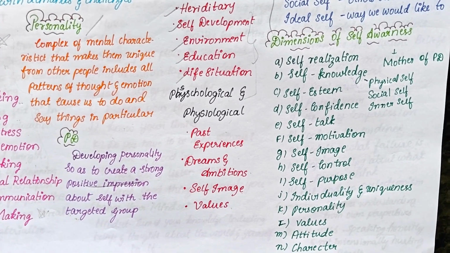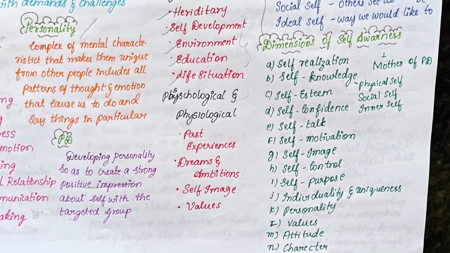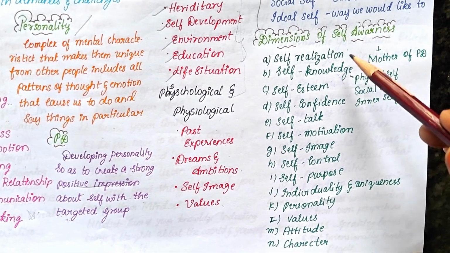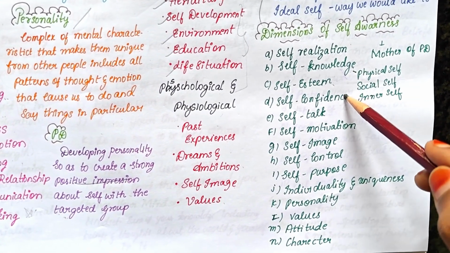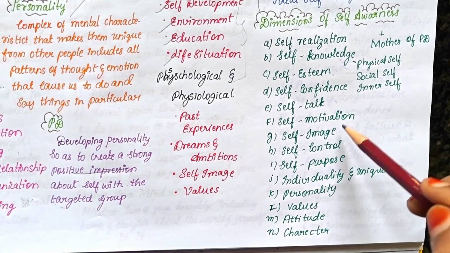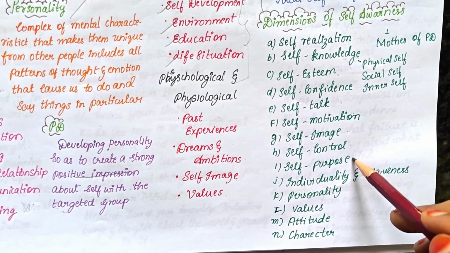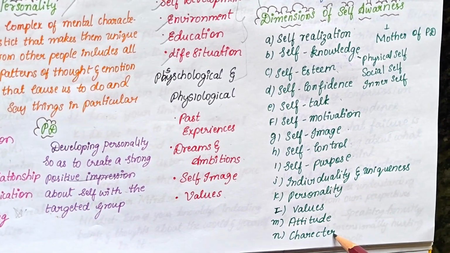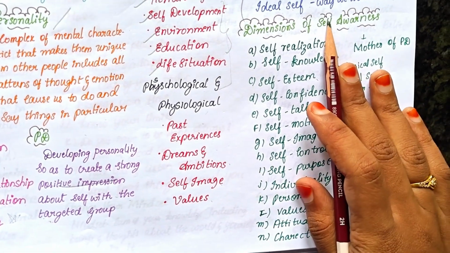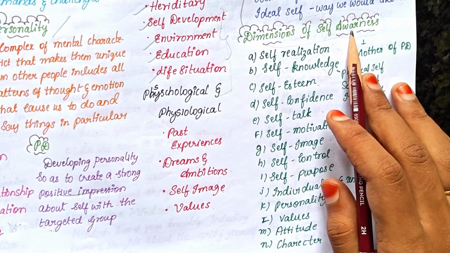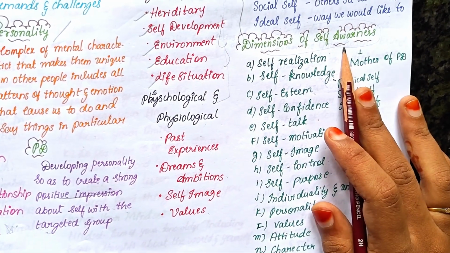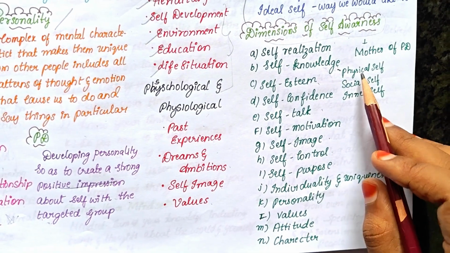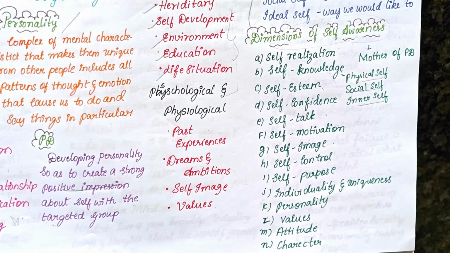What are the dimensions of self awareness? There are some dimensions also for self awareness, which include self realization, self knowledge, self esteem, self confidence, self talk, self motivation, self image, self control, self purpose, individuality and uniqueness, personality, values, attitude, character. So it is the mother of personality development. The dimensions of self-awareness are the mother of personality development. Self-knowledge also includes the physical self, social self and the inner self.